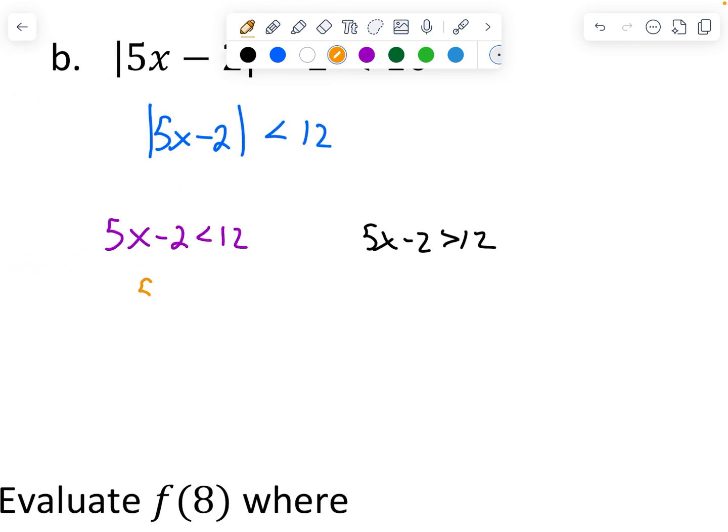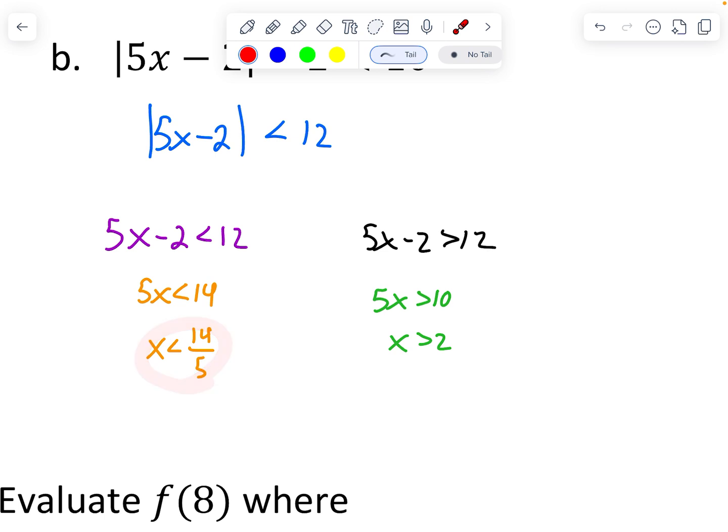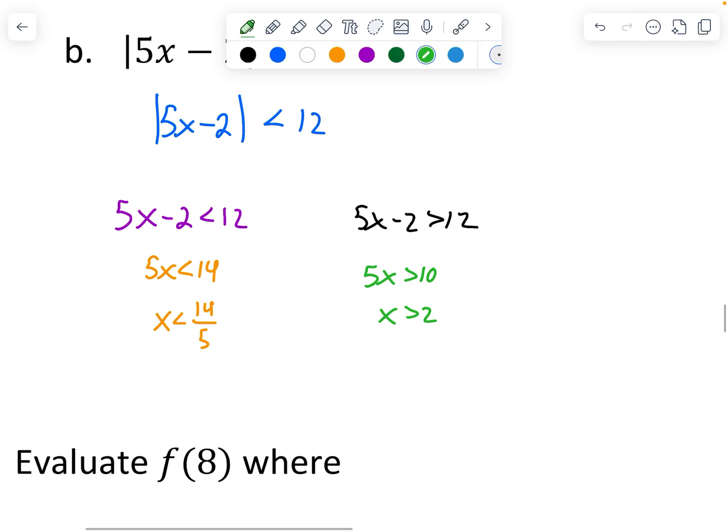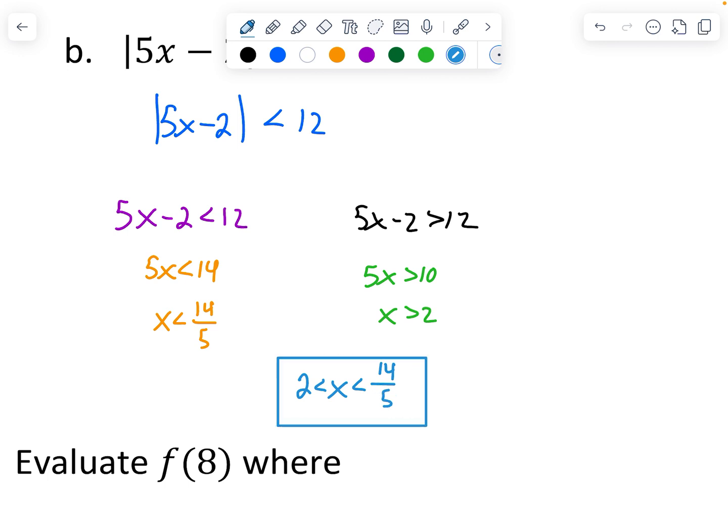But again, we add 2, so 5x is less than 14. x is less than 14/5. Over here, we add 2. 5x is greater than 10, so x is greater than 2. You can be less than 14/5 and greater than 2 at the same time. So you write this answer as a compound inequality where x is between two numbers. So you have 2 is less than x, but that's less than 14/5. So I wouldn't really care if you wrote your answer like this or not, but it's a multiple choice exam, so one of your answers might be written like that, and you need to know that that's the same.